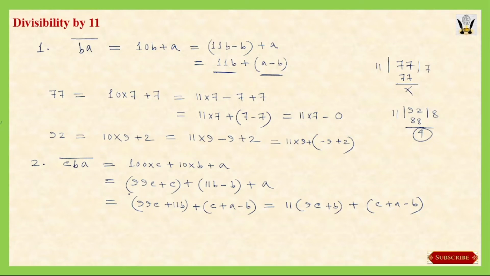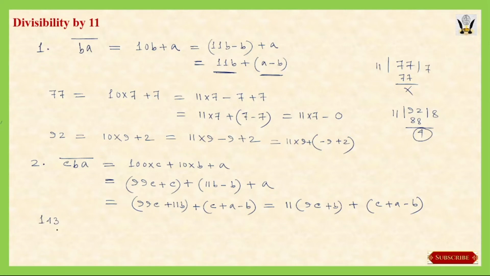The third digit a and the first digit c, when we add them, and then from that result of addition we subtract the second digit, and if that result is 0, then the whole 3-digit number will be divisible by 11. Now we will check this condition of divisibility for a 3-digit number.